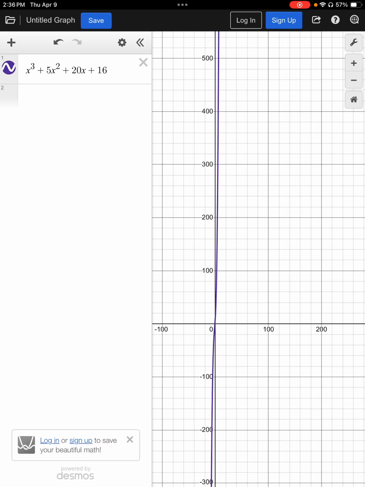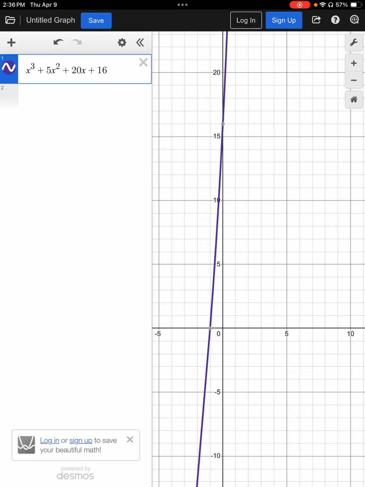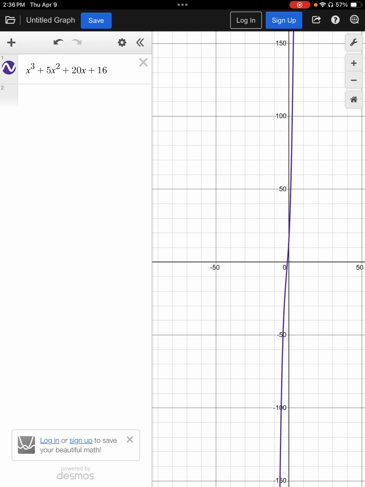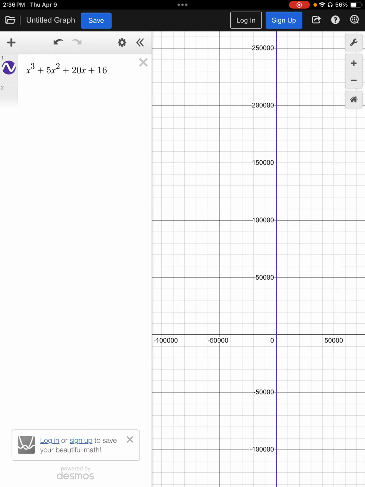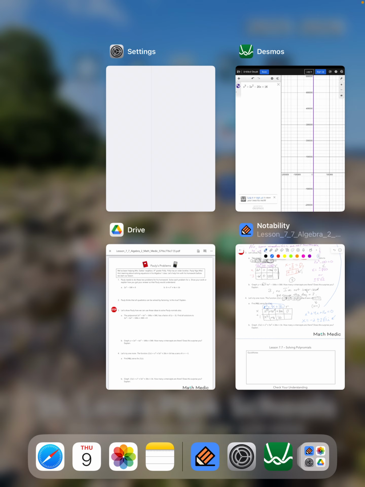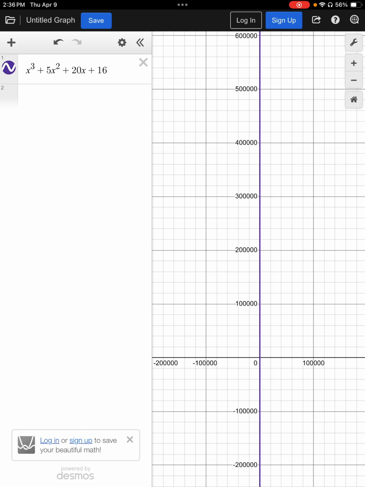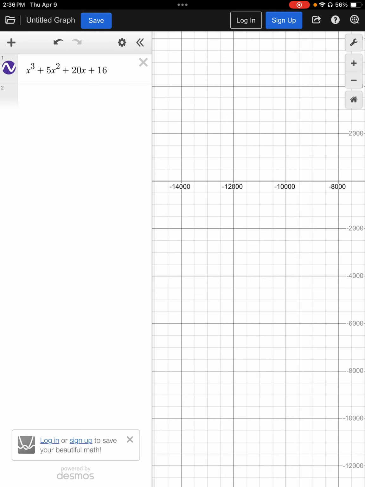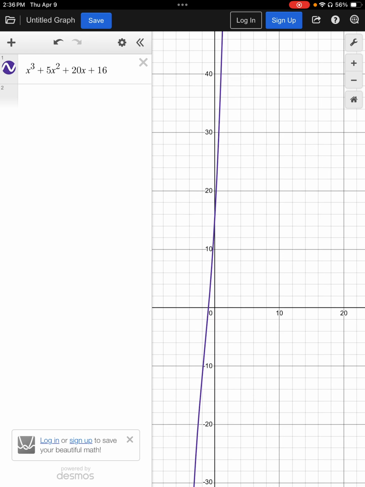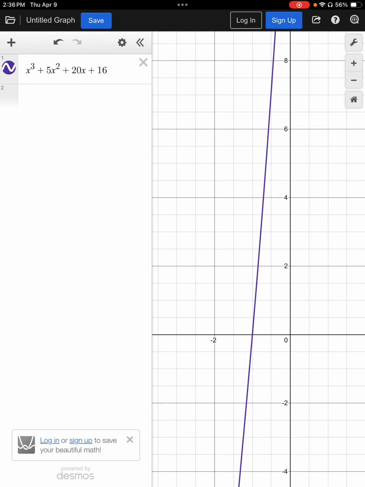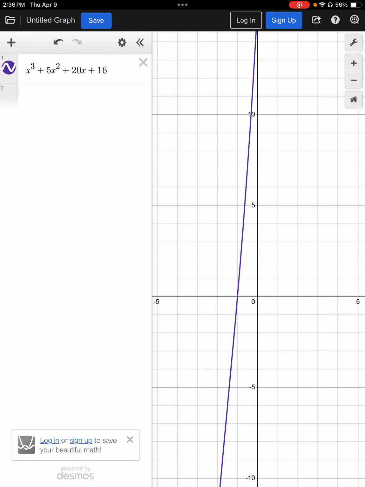That looks really weird. And it crosses at negative 1, 0. And that makes sense, but it doesn't cross anywhere else. And I'm trying to see if I zoom way out if it turns at all. And it doesn't. Let's see if I zoom in better. So it only crosses once that we can see, and the reason why the other ones don't show up is because it's imaginary.